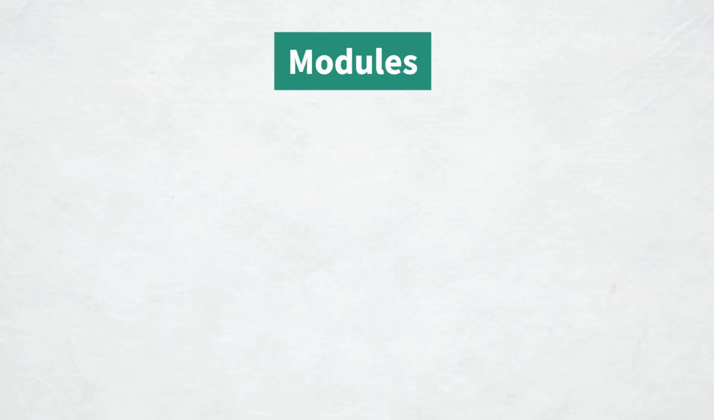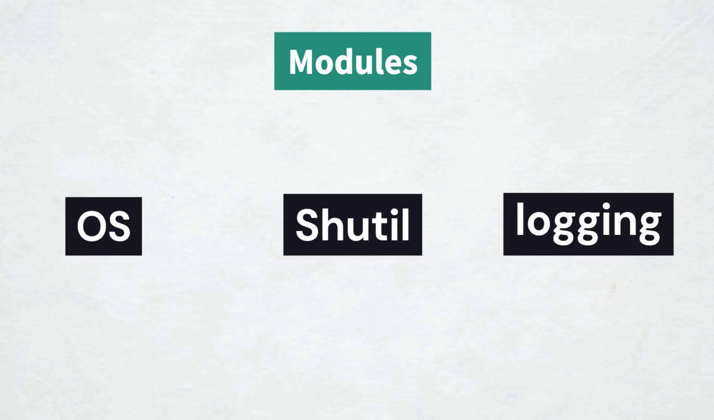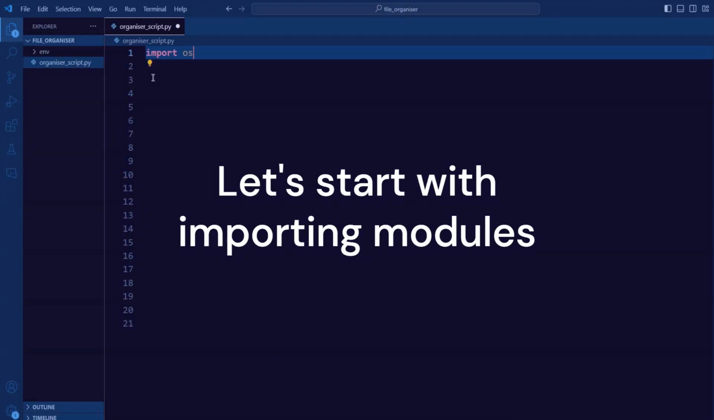Before we dive into the code, let's make sure we have everything we need. We will be using the os, shutil, and logging modules, which are built-in modules, so you don't need to install anything extra. Let's start by importing the necessary modules.